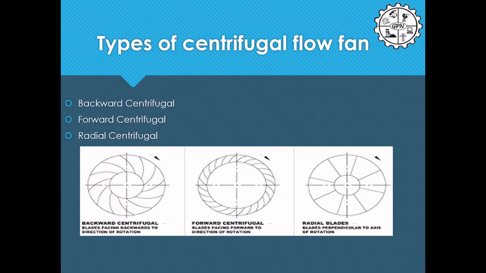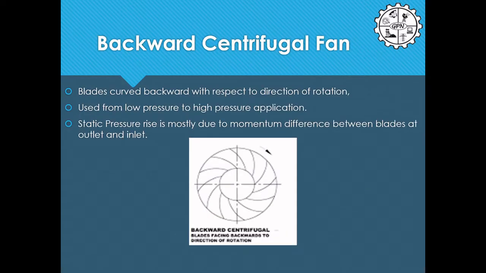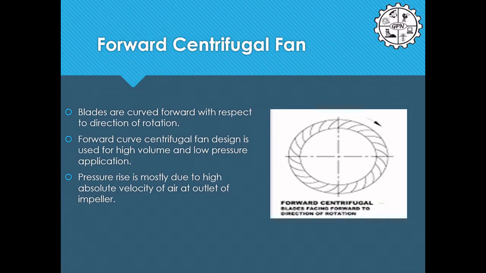There are three types of centrifugal fans: backward bladed fan, forward bladed fan, and radial bladed fan. In backward bladed fan, blades are curved backward with respect to direction of rotation. These are used for low pressure to high pressure application. In forward bladed fans, the blades are curved forward with respect to direction of rotation. These are used for high volume and low pressure application.